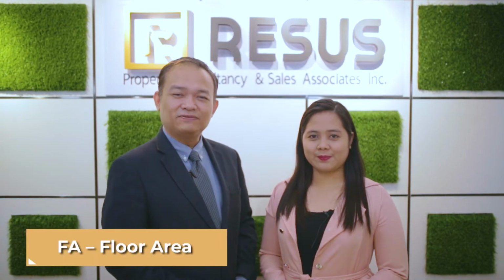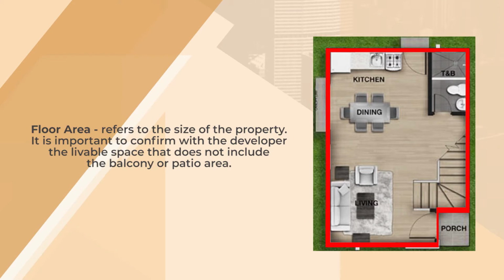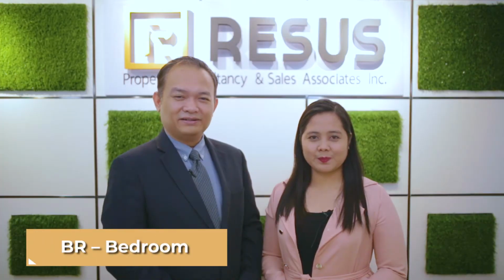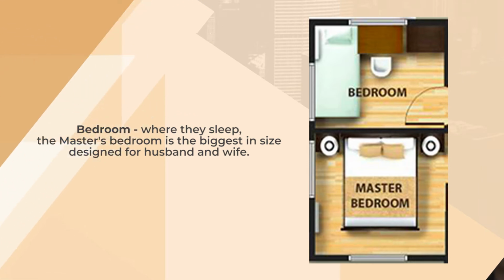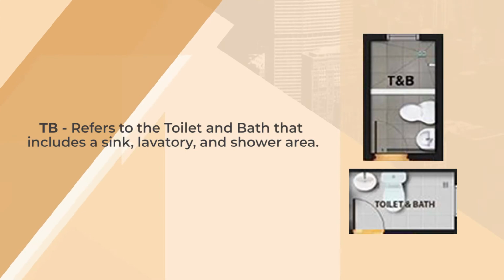FA means floor area. That refers to the size of the property. It is important to confirm with the developer the livable space, which does not include the balcony or patio area. BR, the bedroom where they sleep. The master's bedroom is the biggest in size, designed for husband and wife. TB refers to the toilet and bath. That includes a sink, lavatory, and shower area.